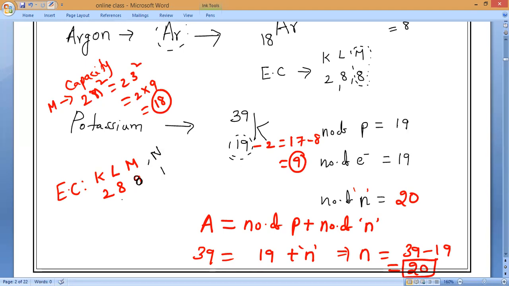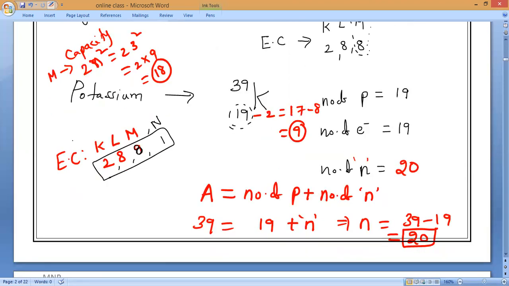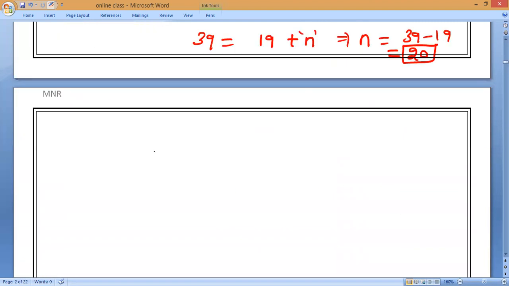Sir, how, sir? I will teach you. That is what we are going to do in our today's class. So remember that. What is the electronic configuration of potassium, all of you? 2, 8, 8, 1.